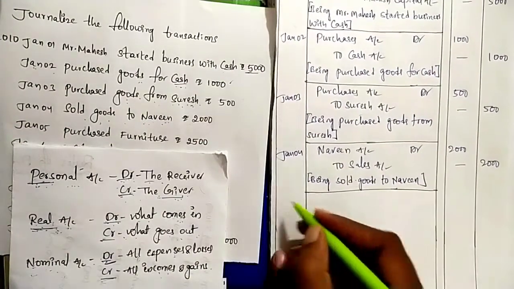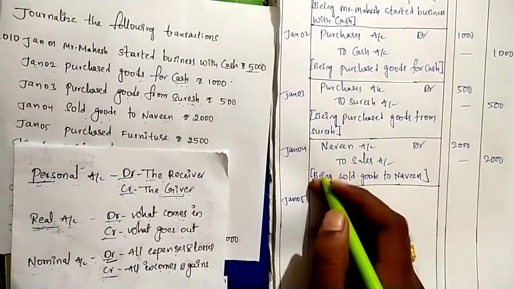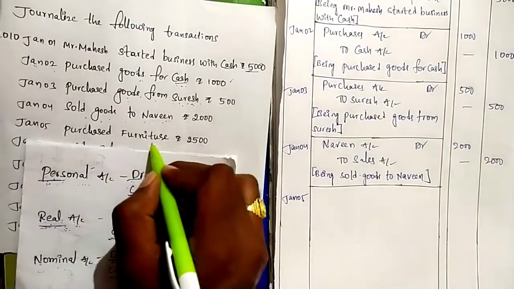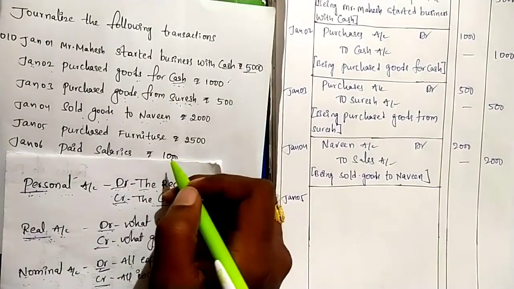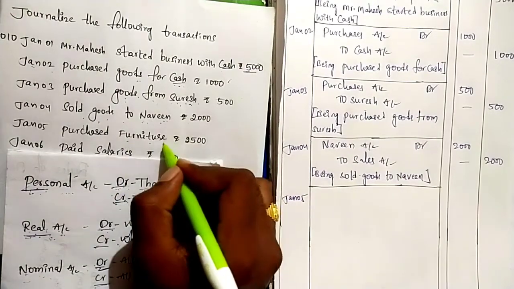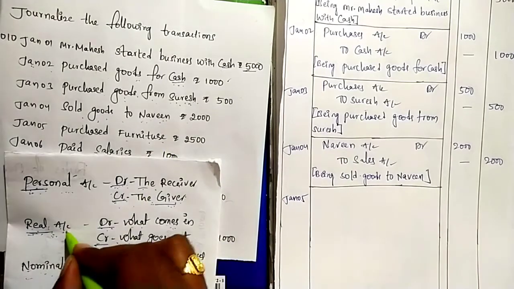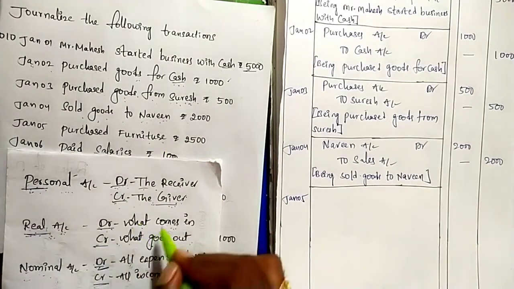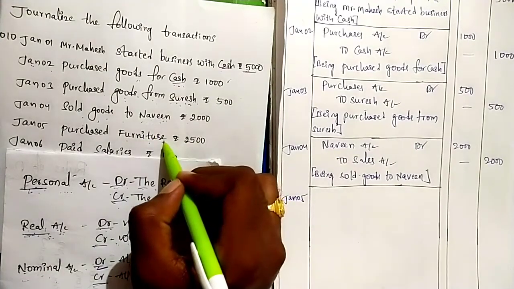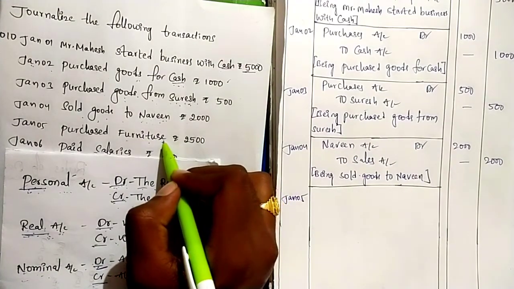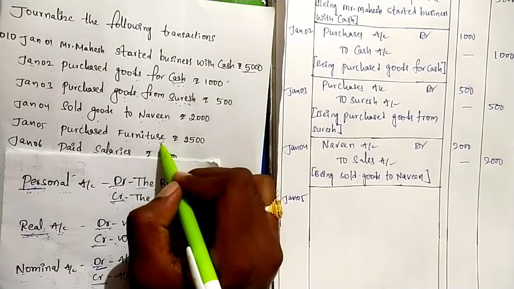Okay. Next, coming to fifth, January 5th. Purchased furniture, 2500 rupees. Furniture is an asset. So what rule we have to follow? We have to follow the rule of real account. What comes in debit, what goes out credit. Here what comes in? Furniture. Furniture comes into the business, right? So that's why furniture account is to be debited.